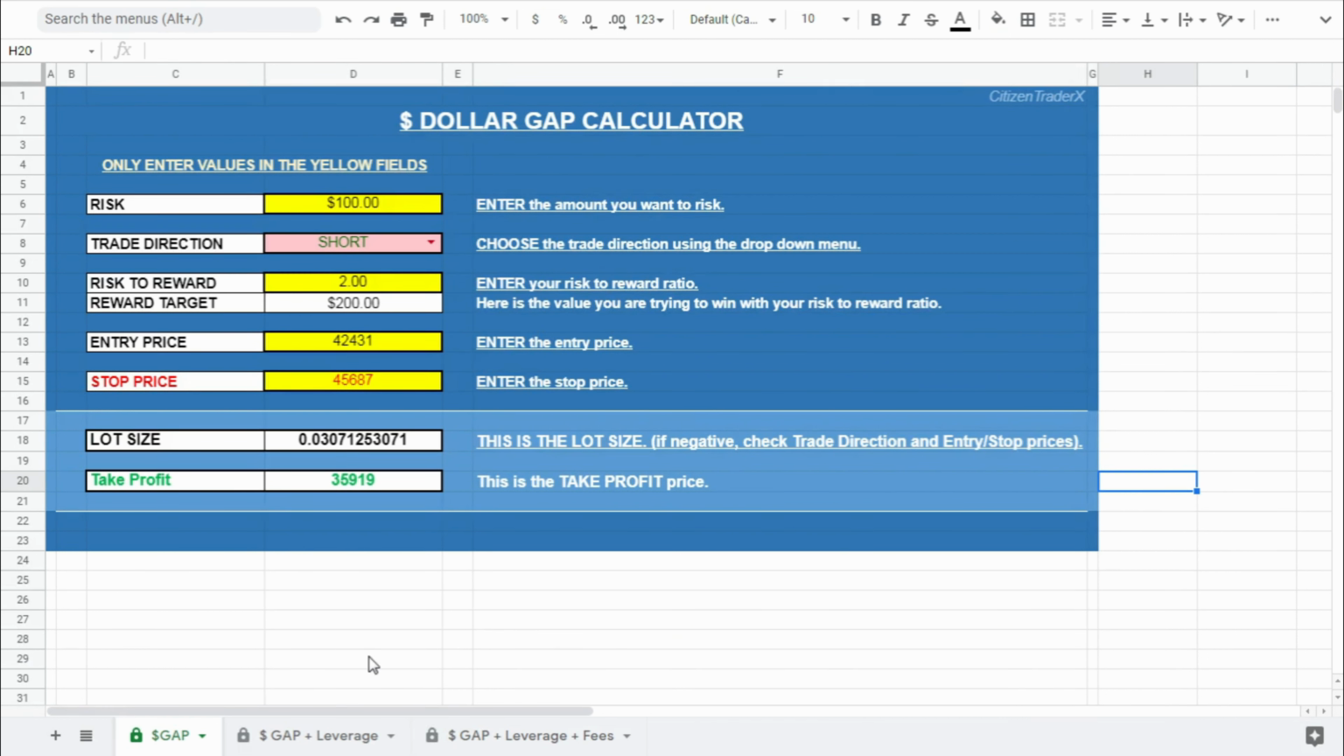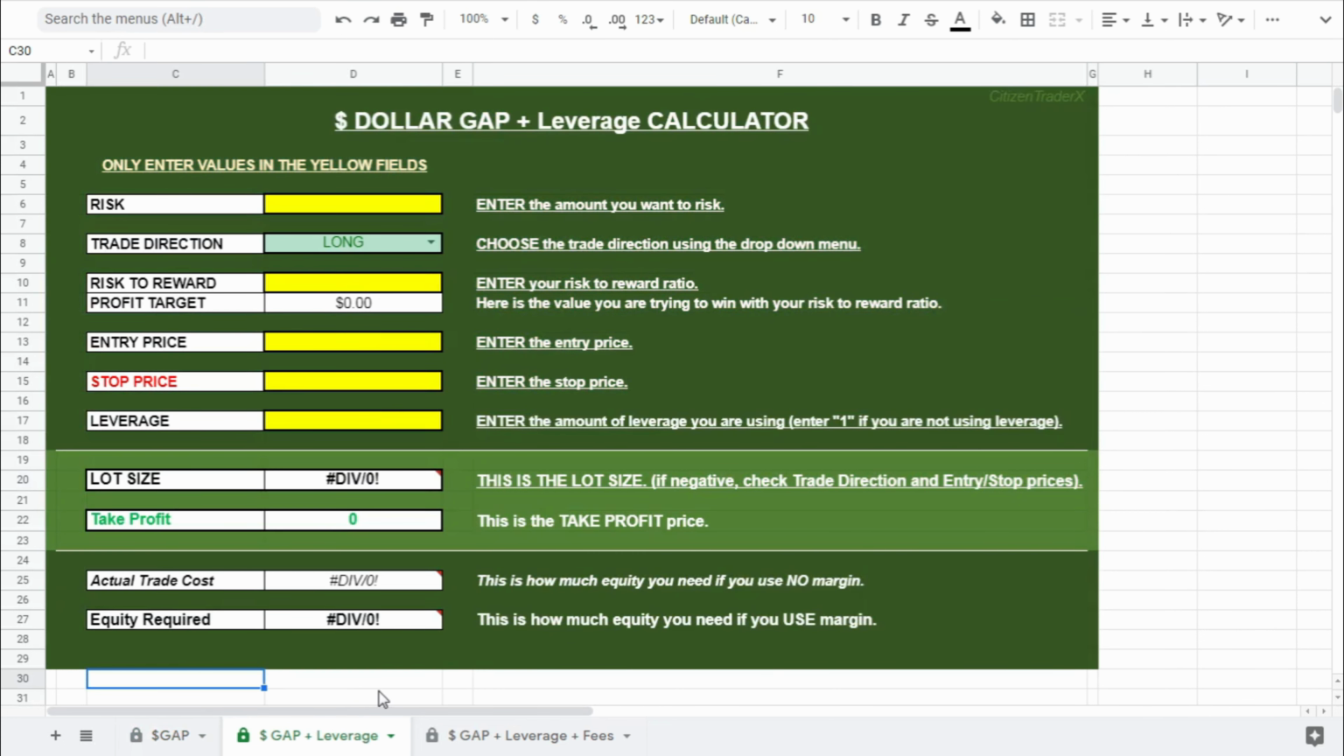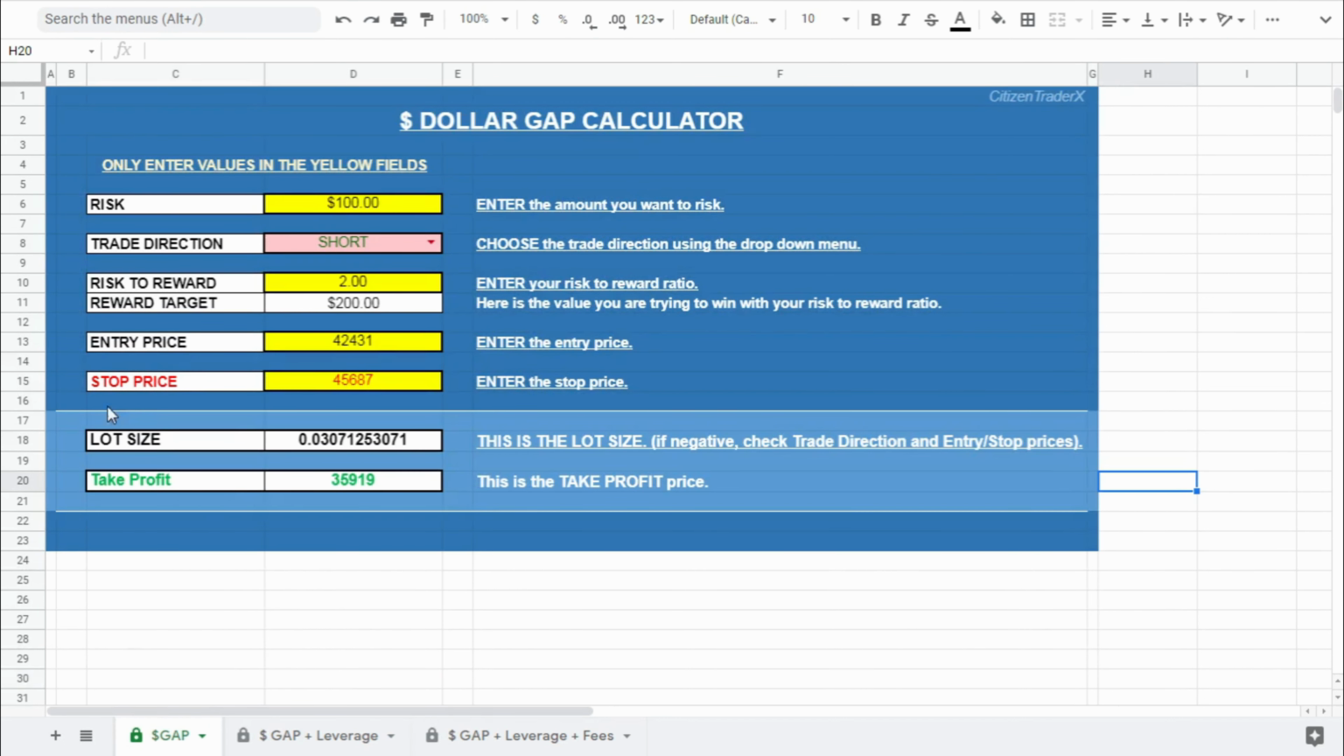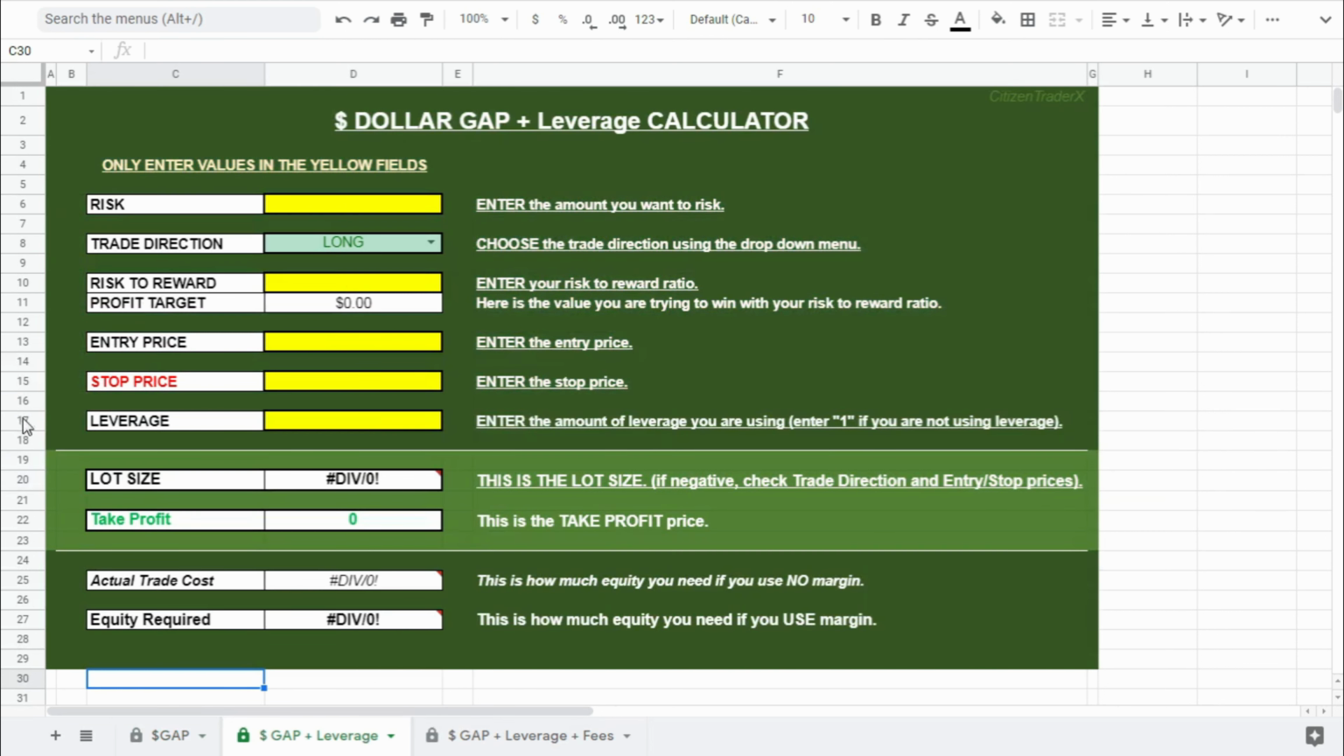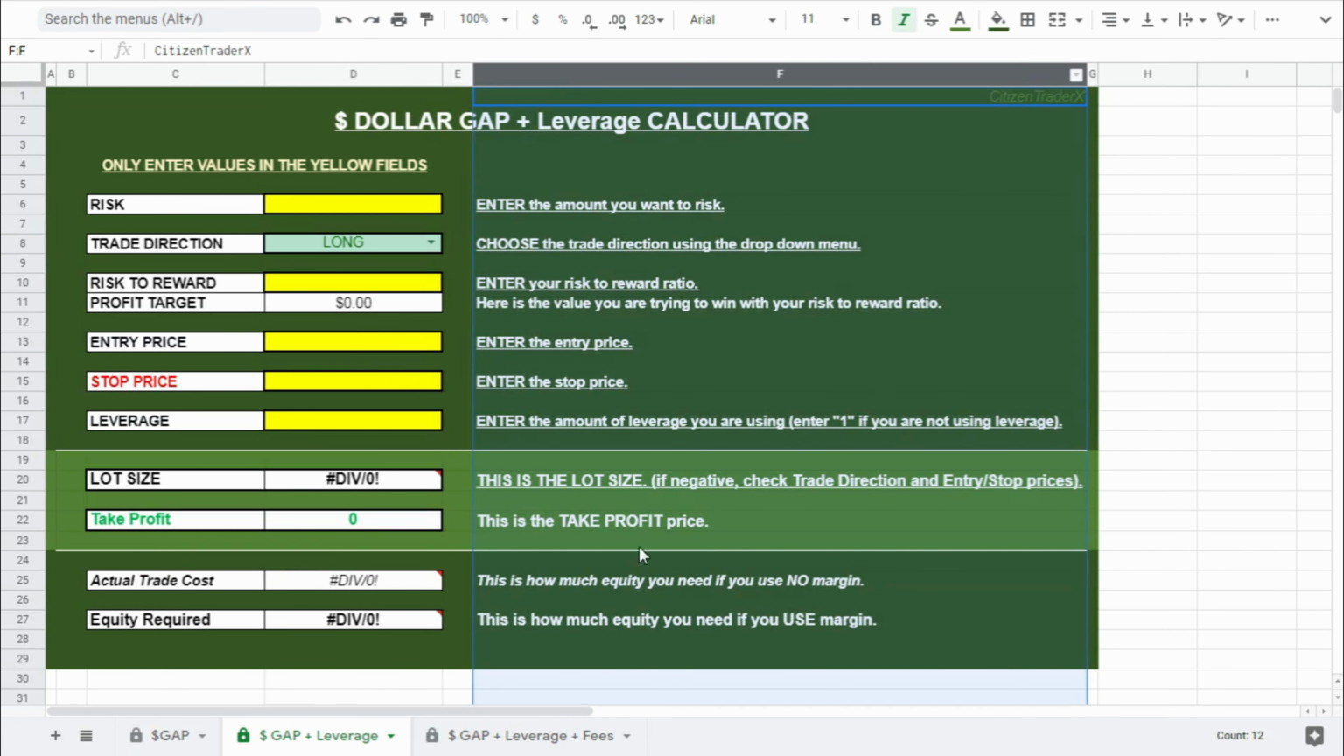Okay, so now let's go and check out the next tab, the gap leverage tab, where the only thing we've added, if we look at these two, we add the leverage, and these two, which give you the information about the use of the leverage. That's the only difference, but the formatting is the same. Only enter information in the yellow cells, and of course choose your direction with the drop down menu. Again, I have instructions in this column, and yeah, let's go through it.